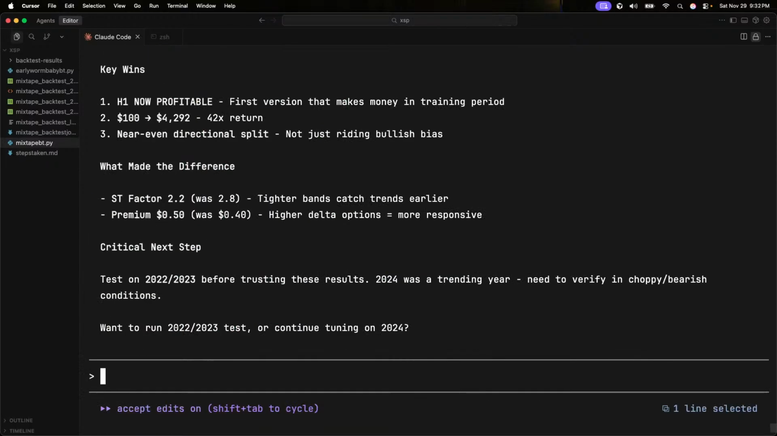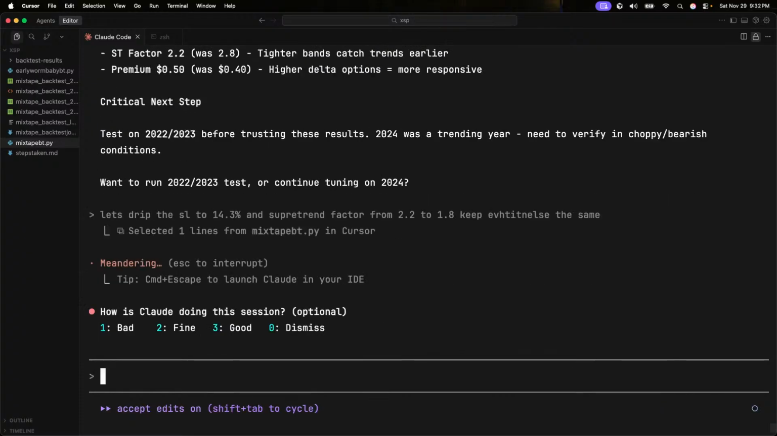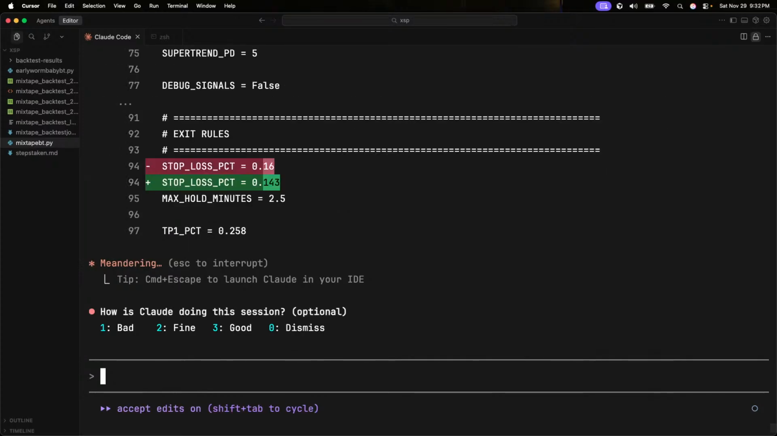All right, bet. Let's drop the stop loss to 14.3%, and then the super trend factor from 2.2 to 1.8, and keep everything else the same. And then after this, the last one I'm running on is 24. Then we'll run it on 23.